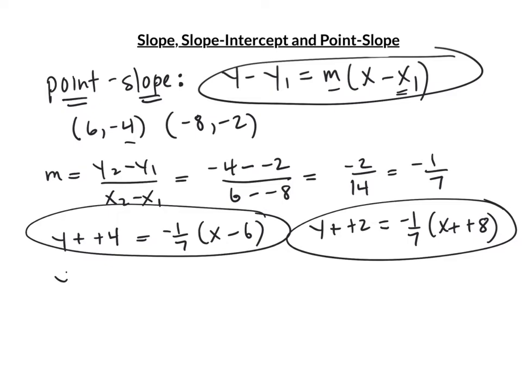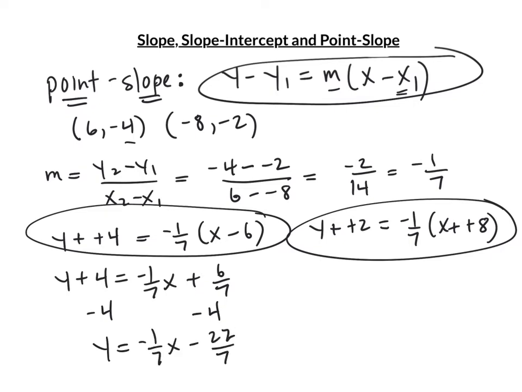Let's try that. y plus 4 equals -1/7 x. I'm distributing. A -1/7 times a -6 would be a positive 6/7. Then to get y by itself, I would subtract 4 from both sides. And I'll take my calculator and take 6/7 minus 4. And I get -22/7. y equals -1/7 x minus 22/7. So there's my m, -1/7, and there's my b, -22/7.